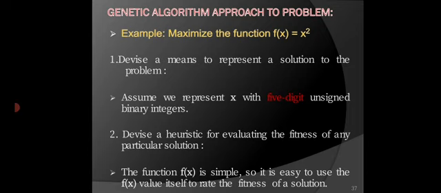Let's see. So our problem or the example is: maximize the function f(x) = x². Devise a means to represent solutions to the problem. Assume we represent x with 5-digit unsigned binary integers. Devise a heuristic for evaluating the fitness of any particular solution. The function f(x) is simple, so it is easy to use the f(x) value itself to rate the fitness of the solution, right?